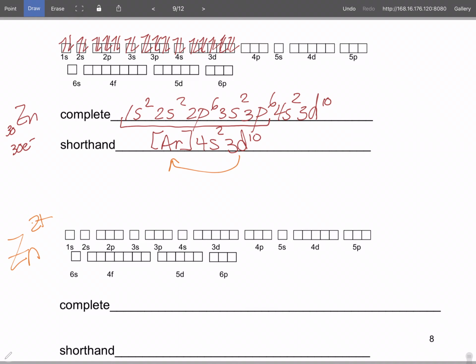But this is a filled inner subshell. So that means don't touch it. So the only electrons that can be lost, you can lose only the 4s. Now, let me explain about the s's. The s's are the outermost electrons.